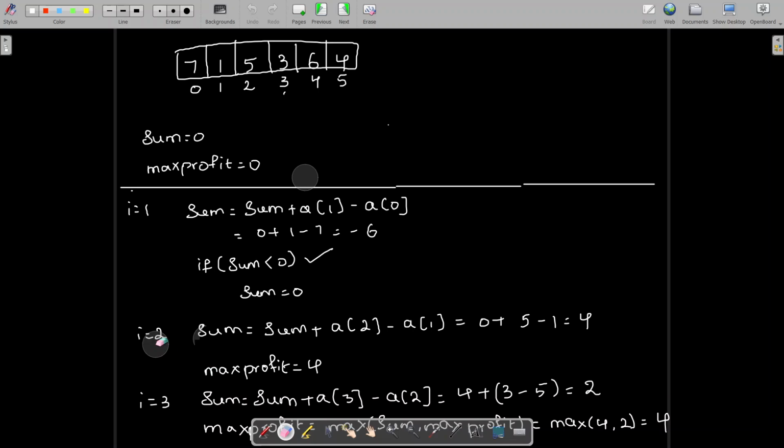Next I will go to 2. The sum is equal to sum plus a2, which is 5, minus a1, which is 1. If we sell on day 2 and buy on day 1, the profit we get is 4. So the maximum profit is updated to 4.